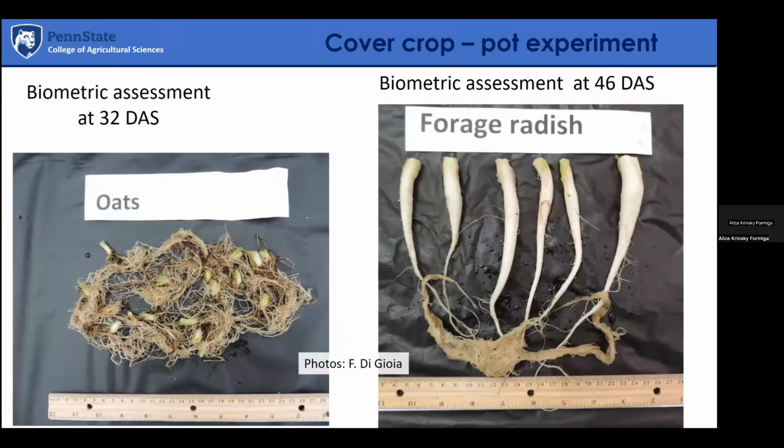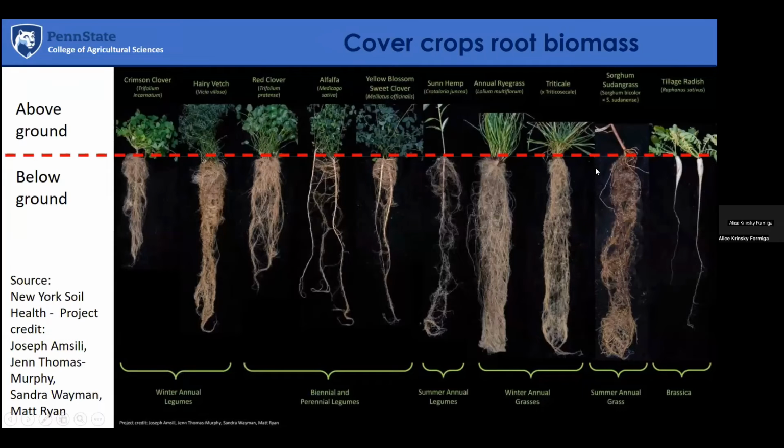We wanted to consider not only the above ground biomass, but also the root biomass. So here are some pictures of oats at 32 days and forage radish at 46 days. The idea, and this poster here is pretty famous, is that beside the contribution of the biomass that we can generate above ground, the roots of the cover crops can have a big impact on our soil health and a lot of its functions. But in this case, even in generating biomass for the ASD treatment, we can incorporate even the roots into that as a carbon source.